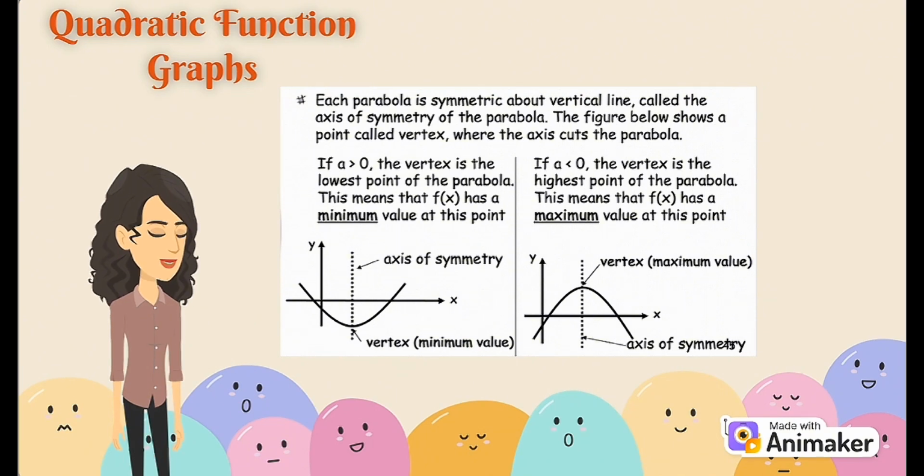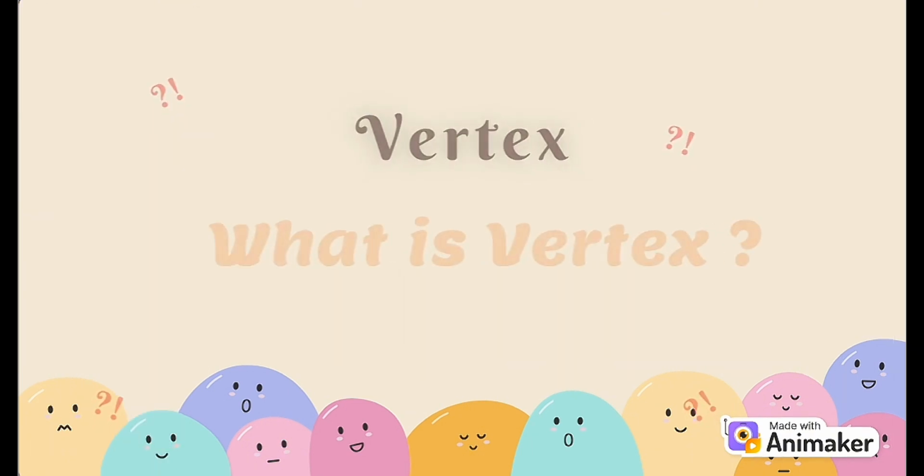Each parabola is symmetric about a vertical line, called the axis of symmetry of the parabola. The figure below shows a point called the vertex, where the axis cuts the parabola. For a more than 0, the vertex is the lowest point of the parabola. This means that f(x) has a minimum value at this point. If a is less than 0, the vertex is the highest point of the parabola. This means that f(x) has a maximum value at this point.